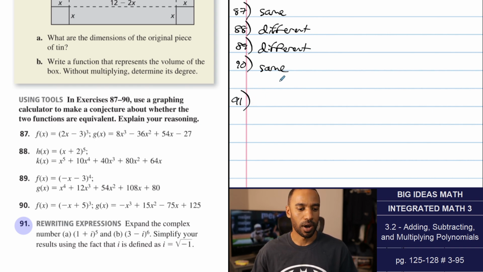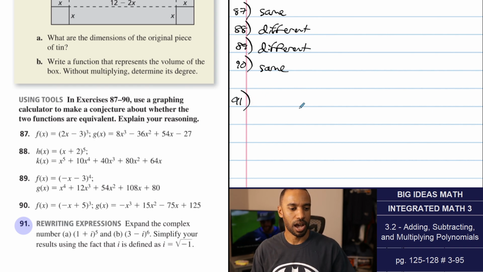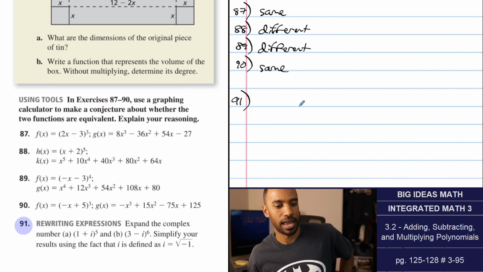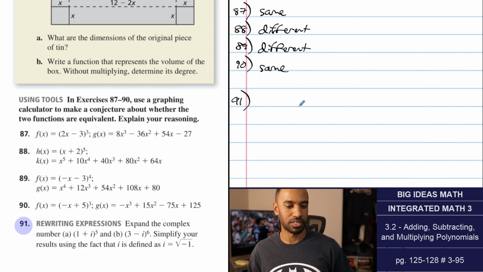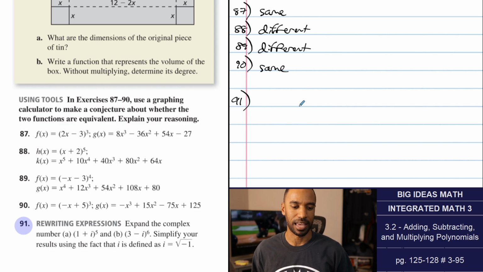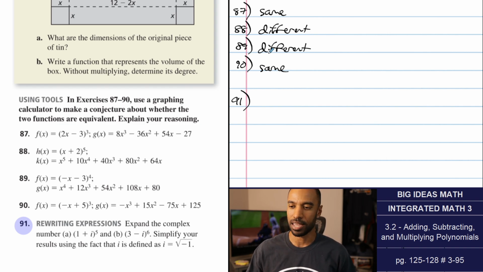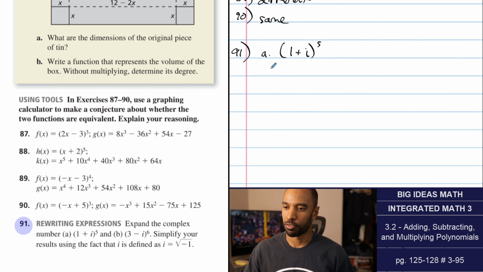Anyway, here we go. 91, rewriting expressions. Expand the complex number 1 plus i to the 5th and 3 minus i to the 6th. Simplify your results using the fact that i is defined as i equals square root of negative 1. So on A, we have 1 plus i to the 5th power. Now 1 plus i to the 5th, we have to expand that.